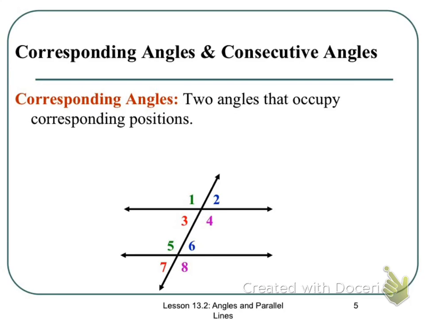So when we're talking about corresponding angles, they occupy corresponding positions when the transversal cuts through. So I'd say 1 and 5 would be the upper left angles formed, and they are equal to each other. 3 and 7 are the lower left angles, equal to each other. 2 and 6, upper right, equal to each other. And 4 and 8, lower right, equal to each other. So these are all the angles that are equal to each other because they are corresponding and the lines are parallel.